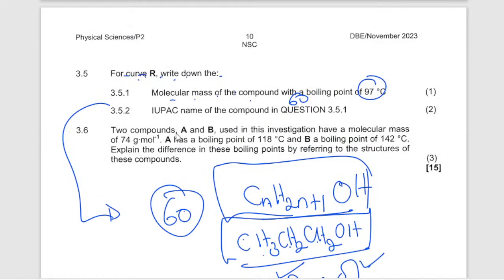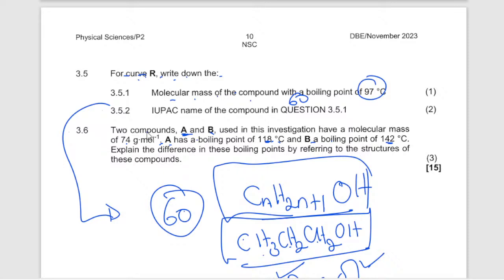3.6. They're saying two compounds A and B used in this investigation have a molecular mass of this and a boiling point of this. A and B have the same molecular mass. And B's boiling point is this. Explain the difference in the boiling point by referring to the structure of the compounds.